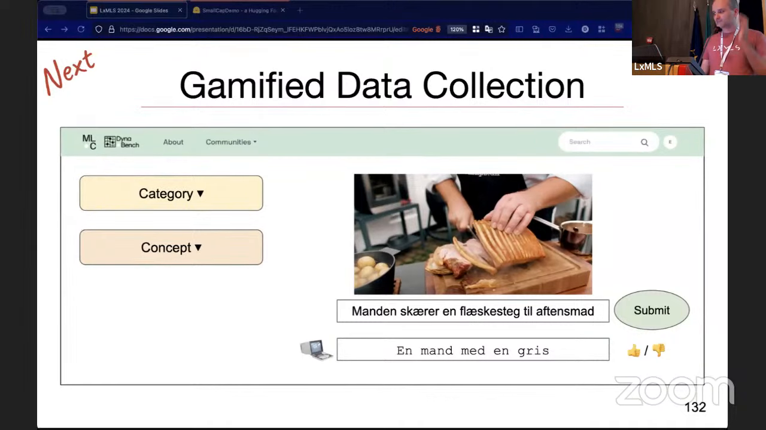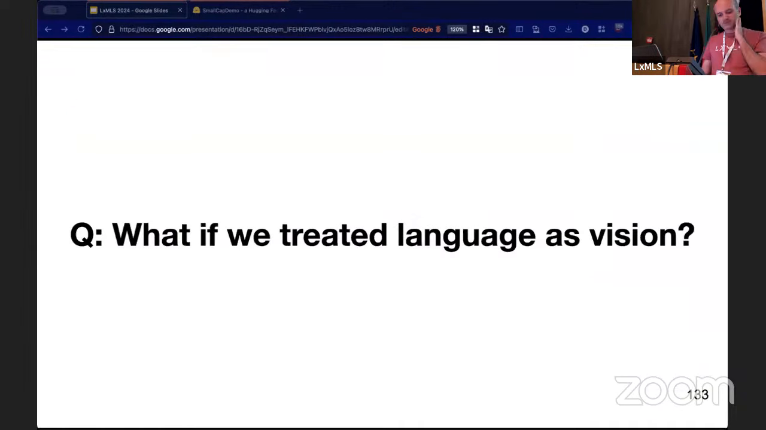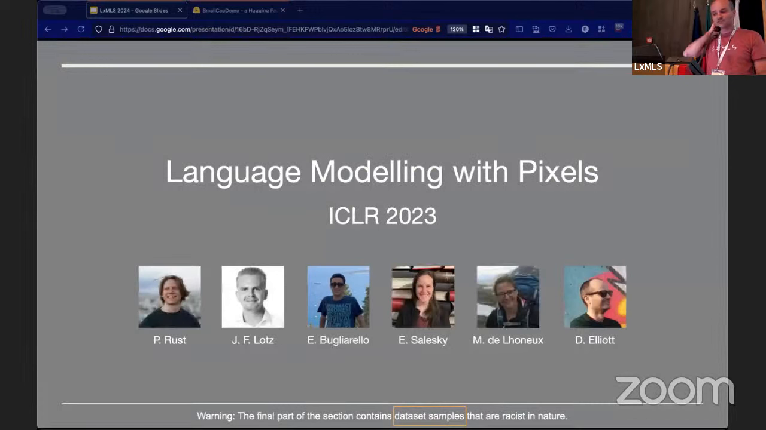And I'm going to wrap up here by finishing on a piece of future work that we're trying to pursue. It's the final kind of researchy part of this lecture, which is based on the question of what would happen if we just treated language as vision. And this is a line of work we've been pursuing for maybe 2 years now.